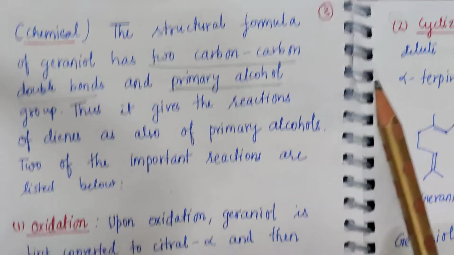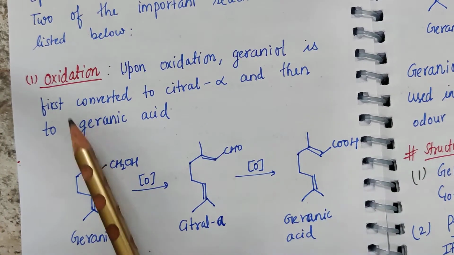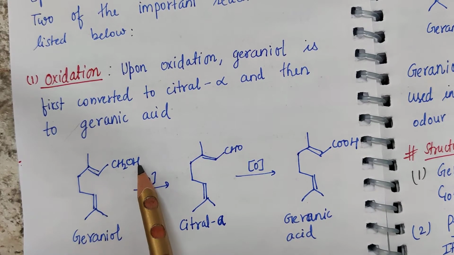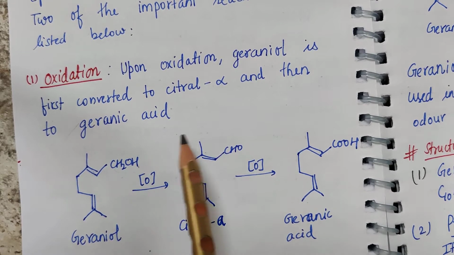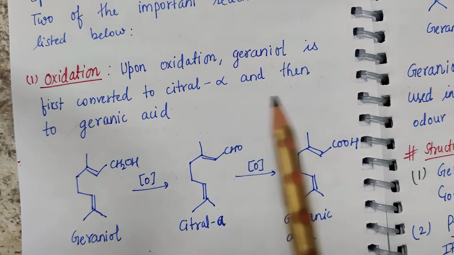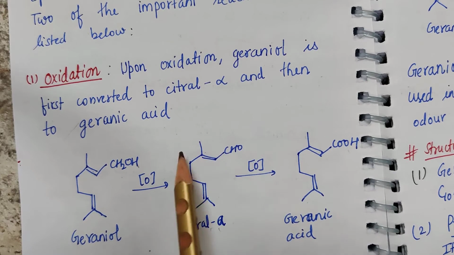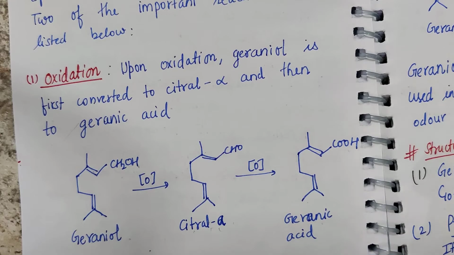All right. If we discuss the reactions, oxidation. If geraniol undergoes oxidation, obviously this is a primary alcohol, it will get converted into an aldehyde that is further converted into geranic acid. So on oxidation we are getting citral A. When we were looking at the preparation of geraniol, we said the reduction of citral A provides us geraniol. So this is the reverse reaction. Oxidation gives us citral A and further oxidation gives us geranic acid.